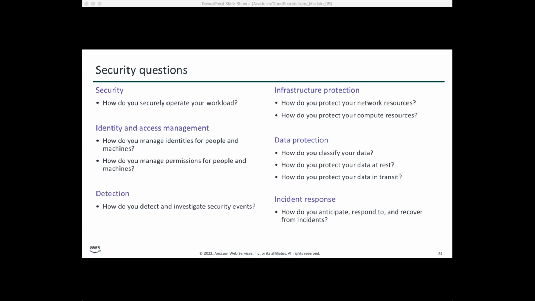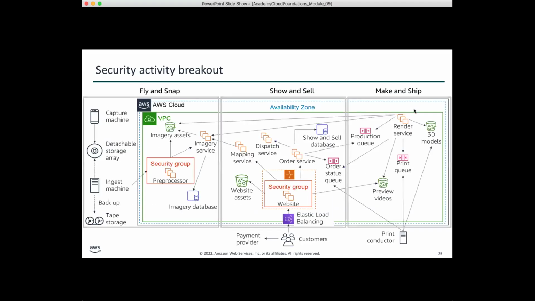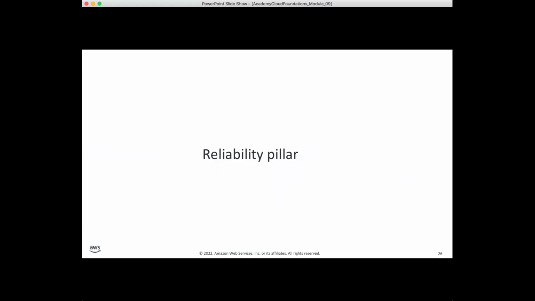So that's for the security pillar for cloud architect. Again, the AWS Well-Architected Framework. This activity will come up when we do tomorrow's lab. We'll see that. Next is the reliability pillar, right?